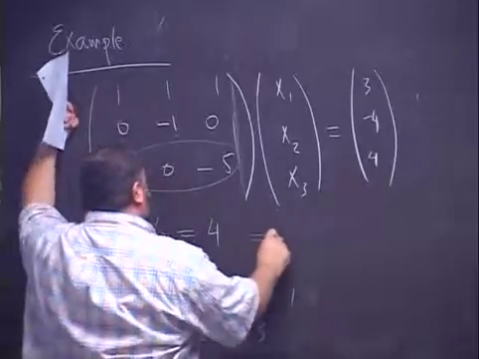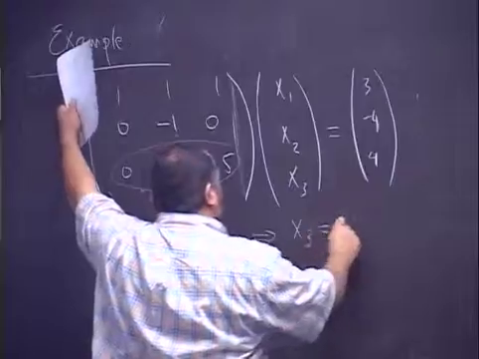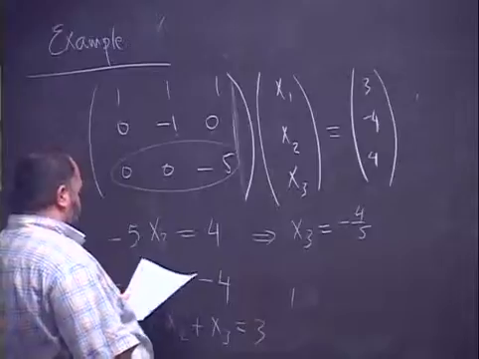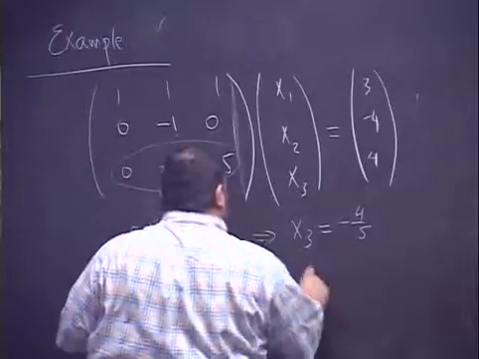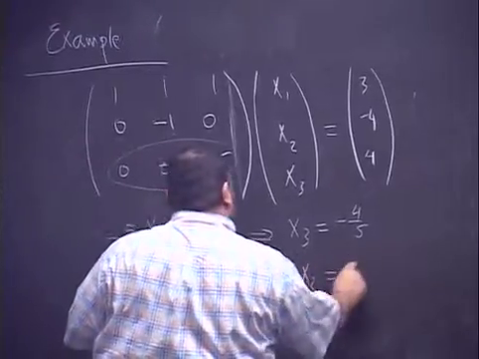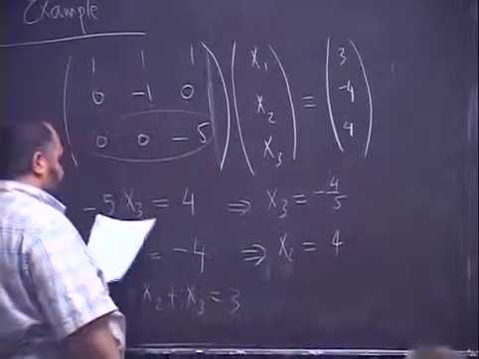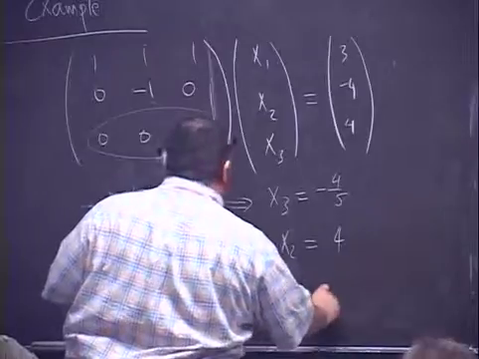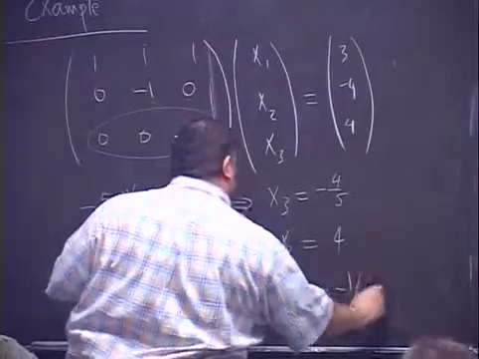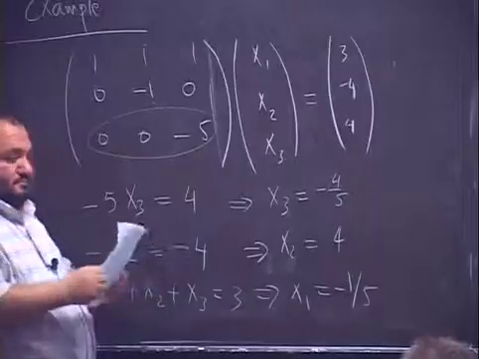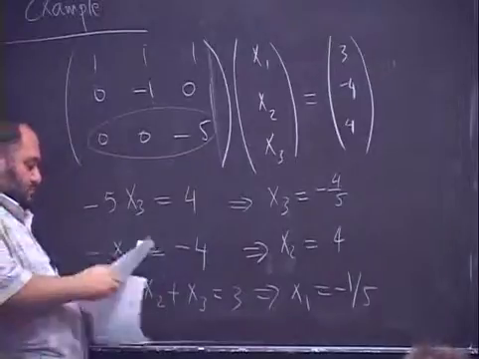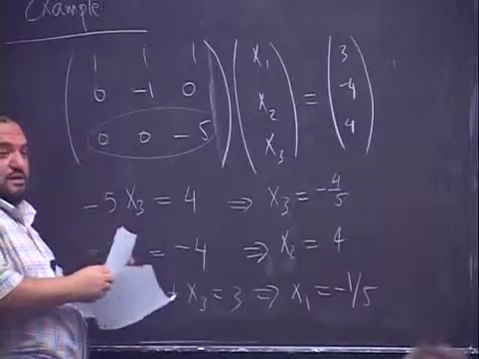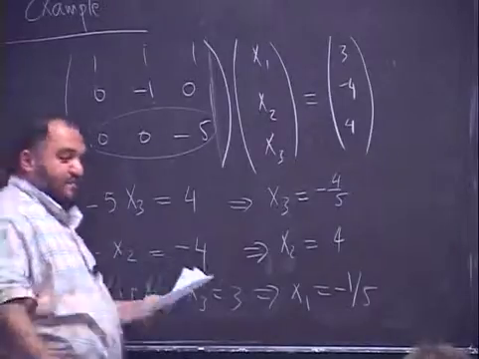This equation will give me what? x3 equal to negative 5/4. And the second one will give me x2 equal to 4. And the last one will give me x1 equal to, okay, negative 1/5.